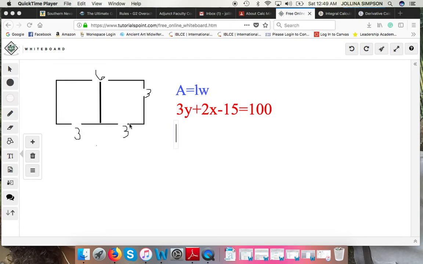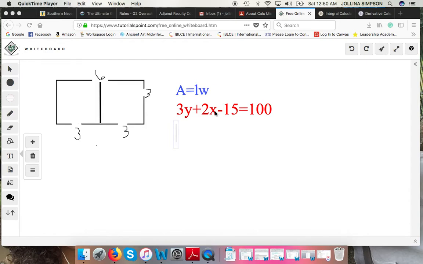Now you notice that we have all these holes here, so we do have to do some accounting for that, and that's where our negative 15 comes in. So we have 3y plus 2x minus 15 equals our 100. Now, because we have two different variables, we have to get these all equal to one sign because we can't have both an x and a y in our problem.